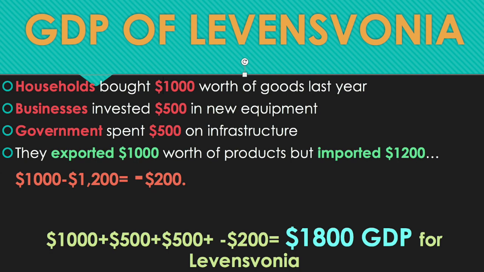So what that means is we take the C, 1,000, add it to the I, 500, add that to the G, another 500, and then factor in our net exports. What that equals is a $1,800 GDP for Levinsvonia. And in big picture stuff, that's how GDP works. But, as you know, the United States certainly isn't Levinsvonia. There are massive amounts of production going on. And so again, with this number being an estimate, you're going to assume, rightfully so, that the GDP of the United States is way more than $1,800. Want to know what it is? Can you guess?